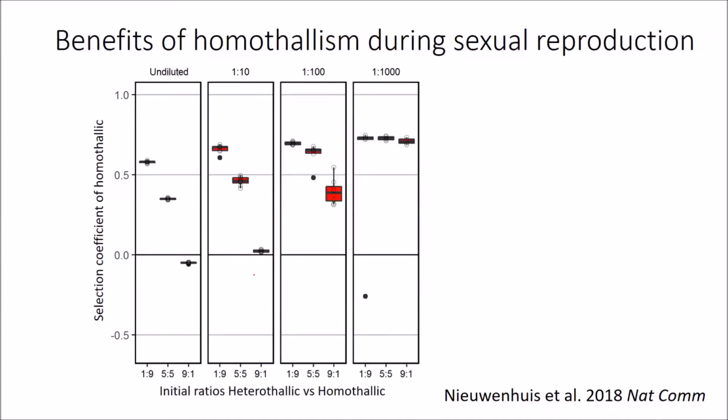As you can see, under all circumstances, and also when we change the ratios a little bit, the heterothallics perform way worse. The homothallics completely outcompete them. This is a selection coefficient from a single generation, and it goes up to almost 80%. So it's a huge fitness effect of being homothallic, and especially under these low densities.